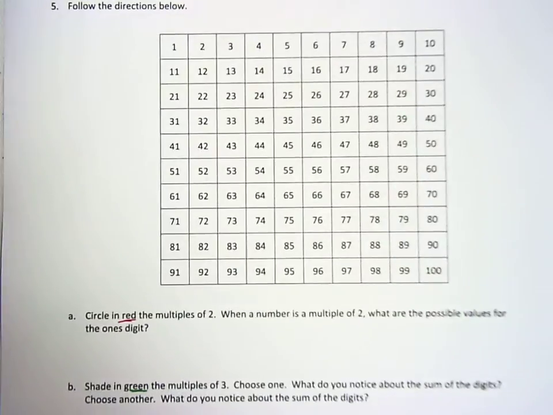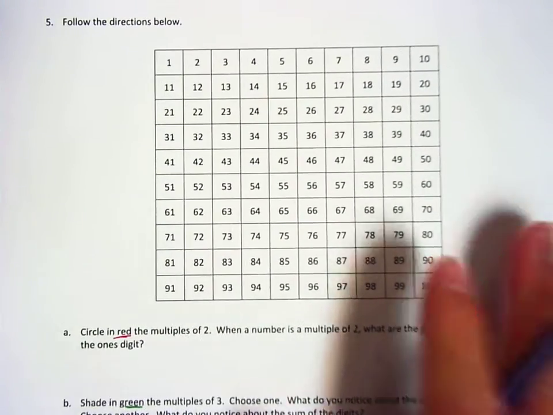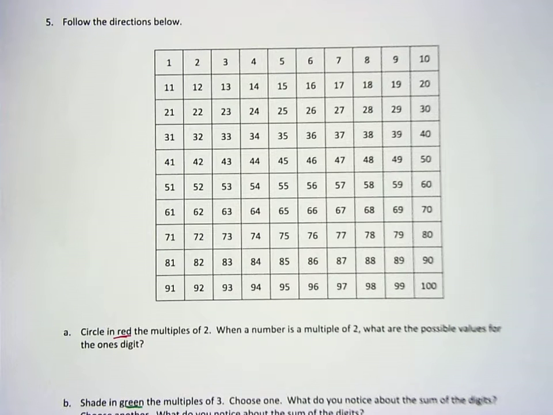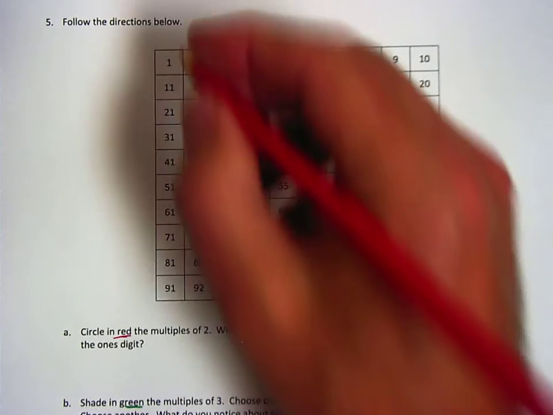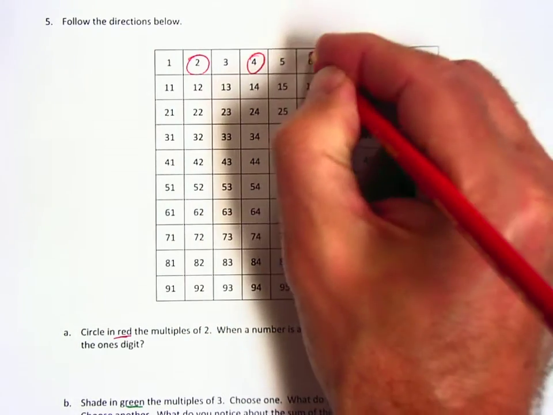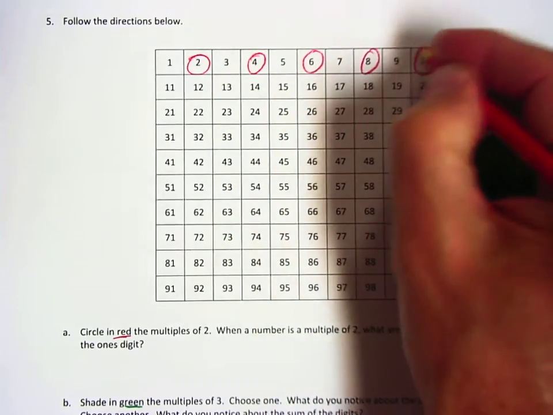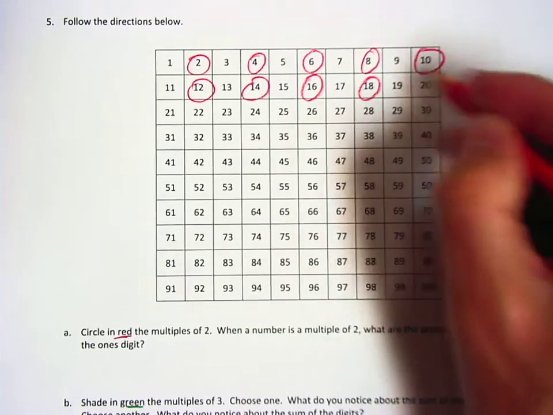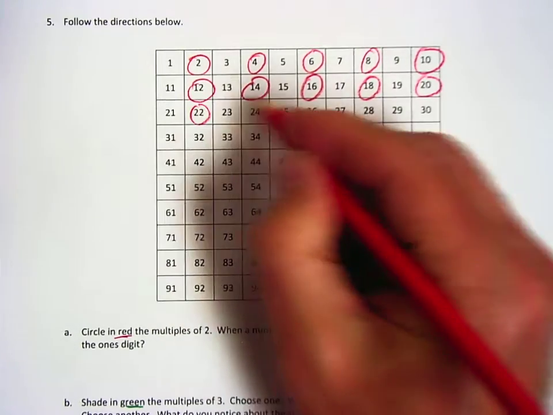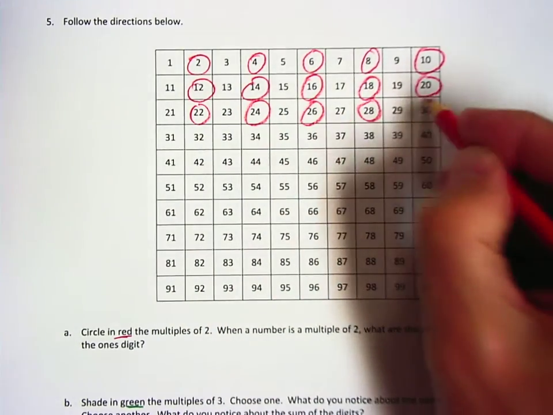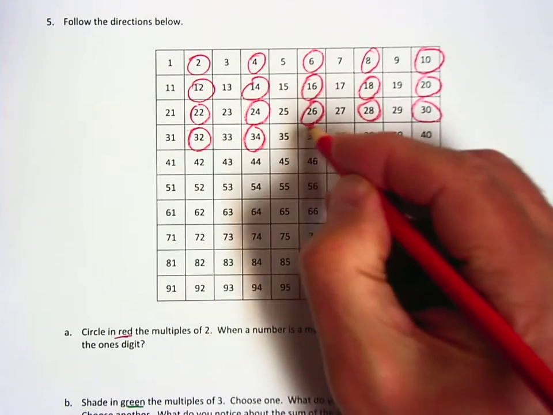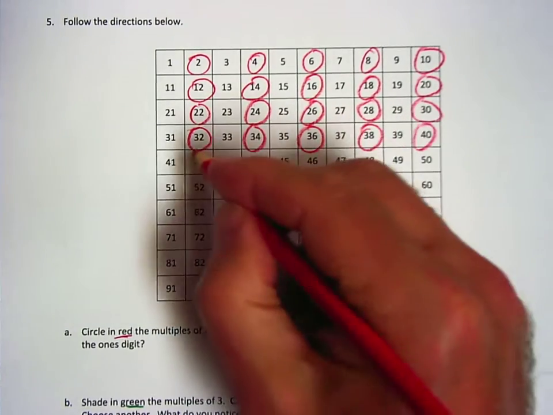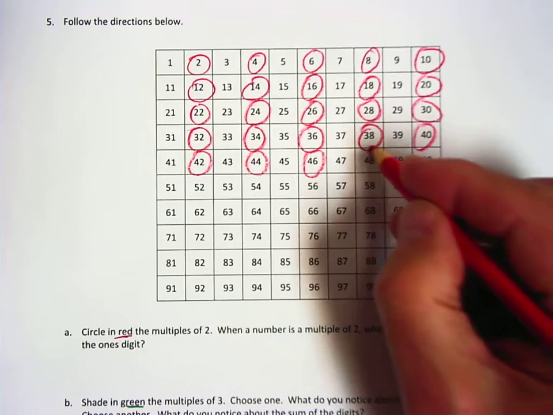Let's just do this. The first one says to circle in red all the multiples of 2. All right, well, that's going to be easy. It's going to be all of the even numbers. So we're going to circle all multiples of 2, and it'd be the same thing as counting by 2's all the way to 100.